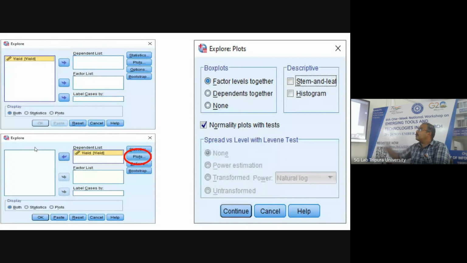Then click on Plots. This will open Explore Plots. In the box plot, you have to tick Factor levels together, and obviously Normality plots with tests. That means it will give you not only the value but also the distribution. The plot will also be given. Then you have to continue.